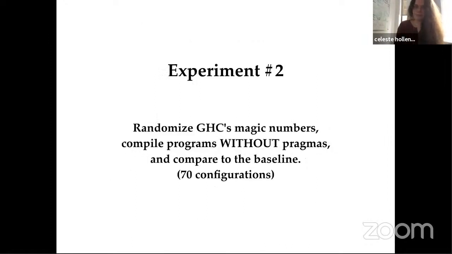Experiment number 2. We're going to randomize GHC's magic numbers. We're going to compile against programs without the pragmas in them. And then we're going to compare it to the baseline. We did that for 70 configurations. Why? Long story short, that was the time that I had. You can ask me about that later.